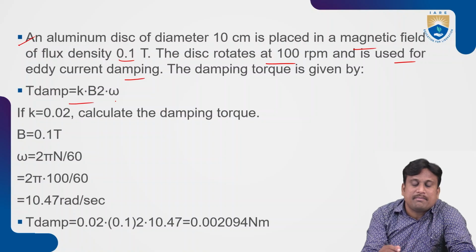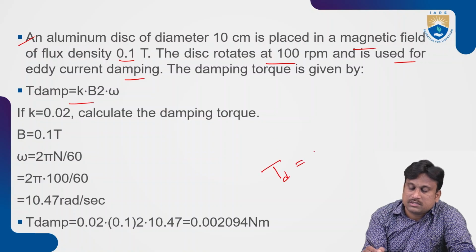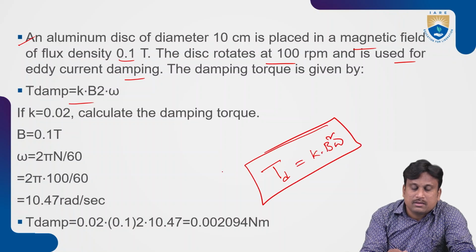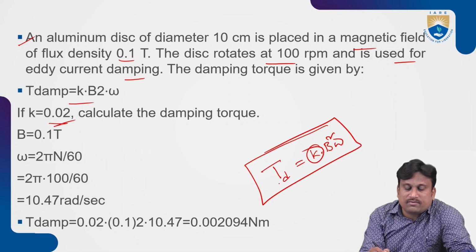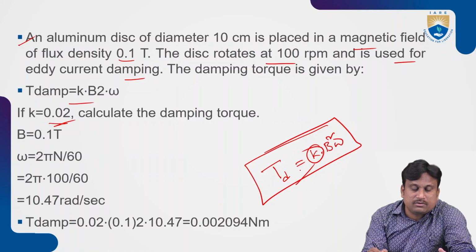Usually we treat the damping torque as K into B square omega. The damping torque is considered as K into B square omega. So this is the condition for damping torque. If K is 0.02, then what is the damping torque? Apply the condition and substitute the values.